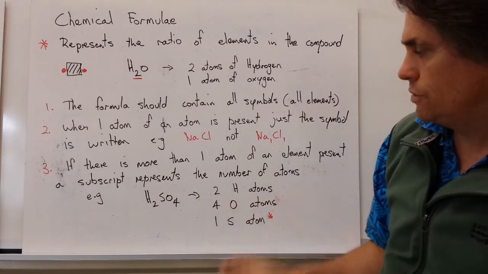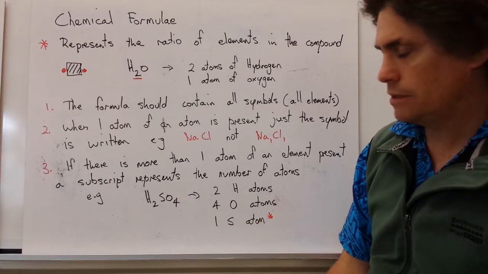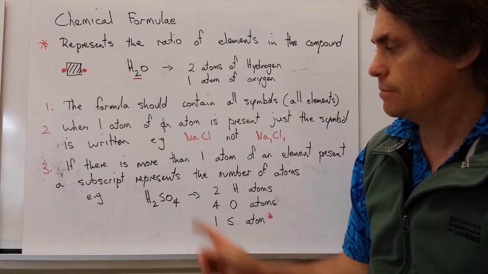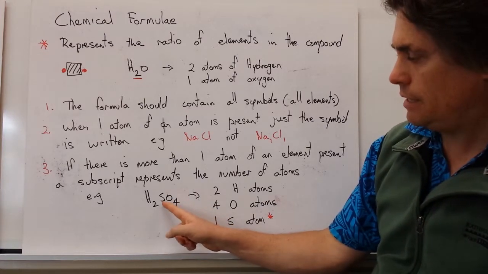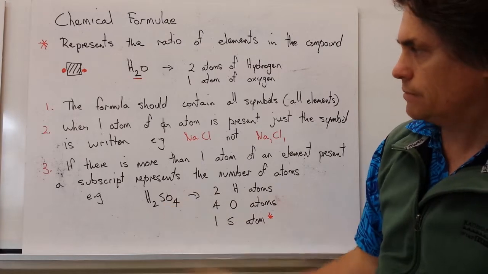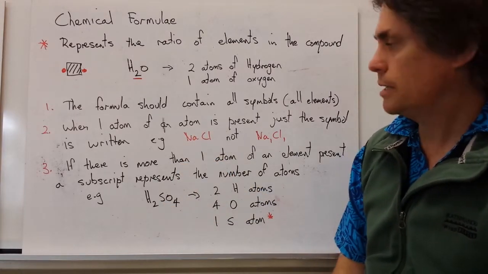So we have two hydrogen atoms. We have 4 oxygen atoms. So this particular molecule has 4 oxygen atoms, 2 hydrogens. And we'll notice our sulfur here doesn't have a 1 in it. So we said previously, if there's only one atom present, we don't need to put that subscripted 1.